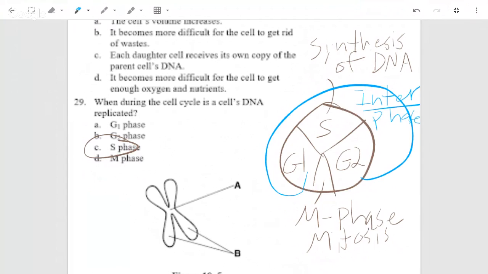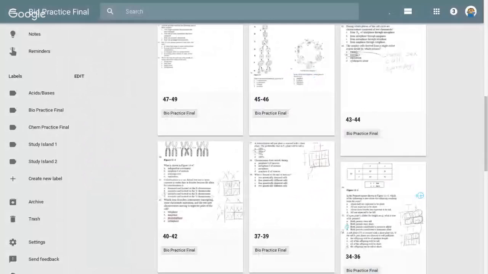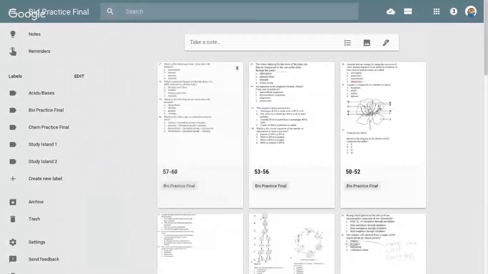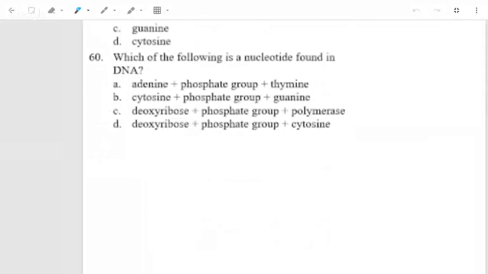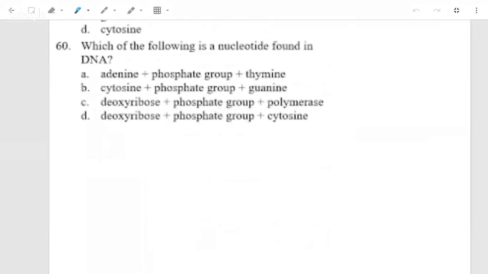All right, the other one was 60. Last one on here. This is kind of a macromolecule and DNA question. So the answer is D. Let's look through why it's not the others. Why is it not A? It's not A because you've got adenine and thymine. Those are both bases. You only have one base per nucleotide.